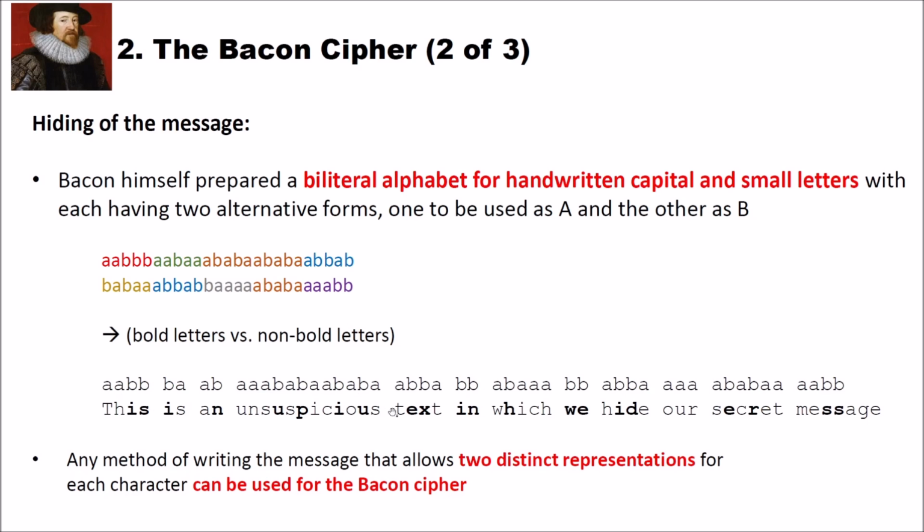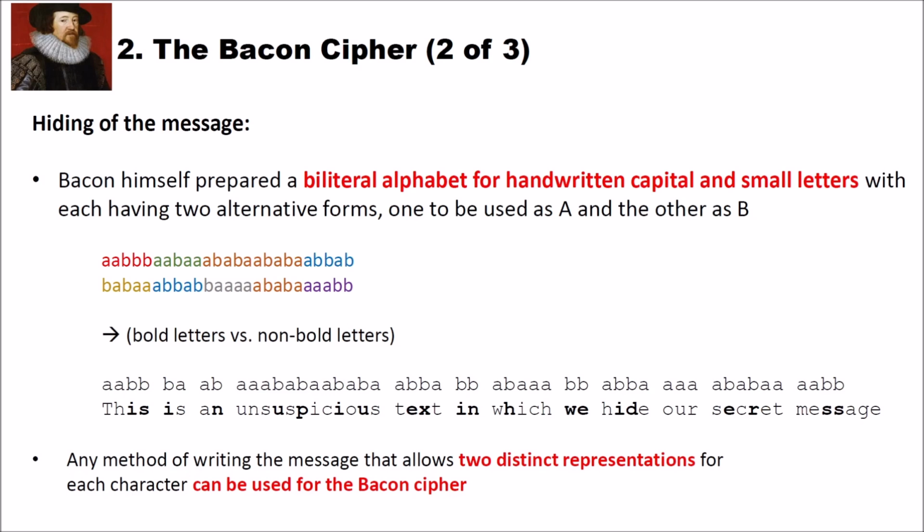This is an unsuspicious text in which we hide our secret message. You write this text down, like here, and then you write your AB pattern above these. Then you can just mark, for instance, every A occurrence with non-bold letters and every B occurrence with bold letters. Then, of course, you delete the upper part, and you have only this text left. And this is the text that you then send via letter, for instance.